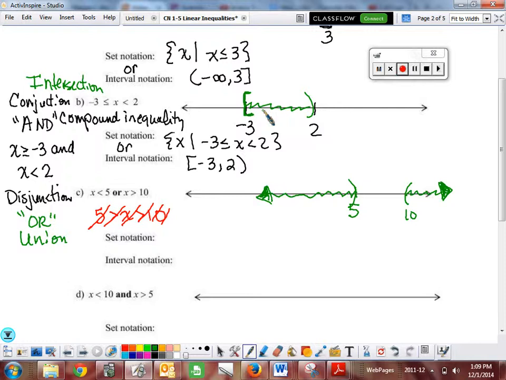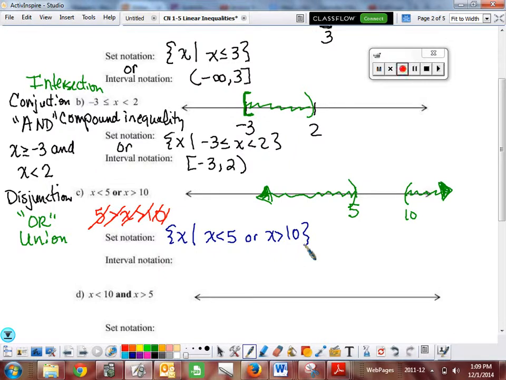Nope. So for this one I am kind of estimating, but you don't always have to. You just make it nice. What's more important is that you have 5 and 10 and then shade the right way. That's really what we're looking at. All right? So our set notation, there's nothing to do, but you have to write x less than 5 or x greater than 10. Do not put it together into a conjunction because it's not a conjunction.